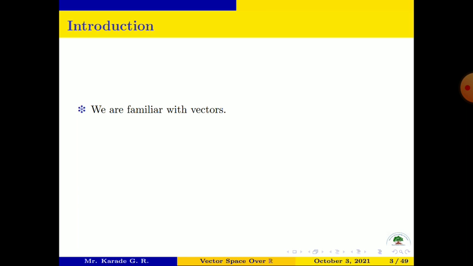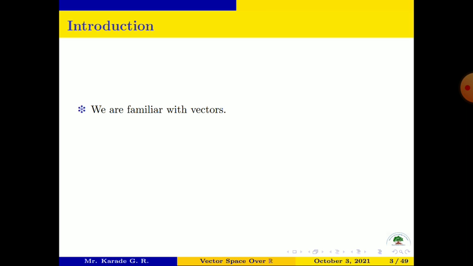We are familiar with vectors. In 12th standard we have written a vector u in the form of xi plus yj. Here i and j are unit vectors. i is a unit vector along the x-axis and j is a unit vector along the y-axis. This is a vector in two-dimensional space.